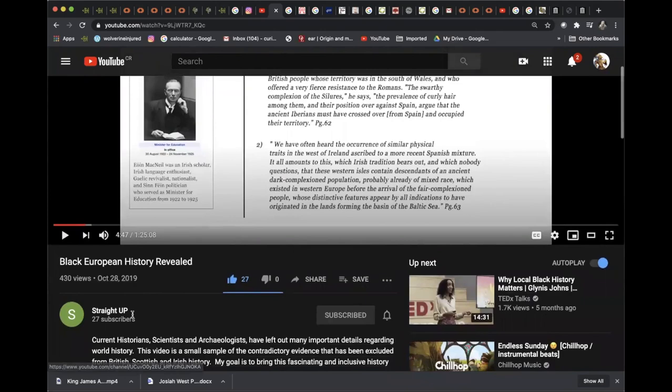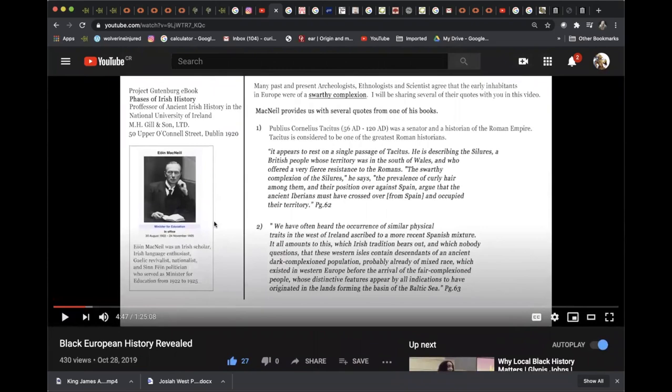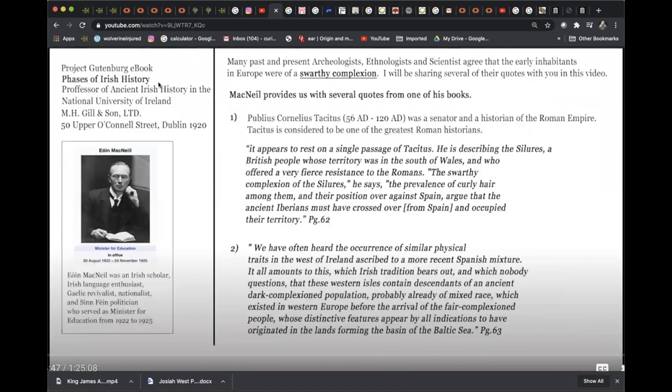And he got some great references here. Again, this is from what we're seeing on the screen, Faces of Irish History, Professor of Ancient Irish History in the National University of Ireland, M.H. Gill and Son, Ltd. All right, it says, many past and present archaeologists, ethnologists, and scientists agree that early inhabitants in Europe were of swarthy complexion. I will be sharing several of their quotes with you in this video.